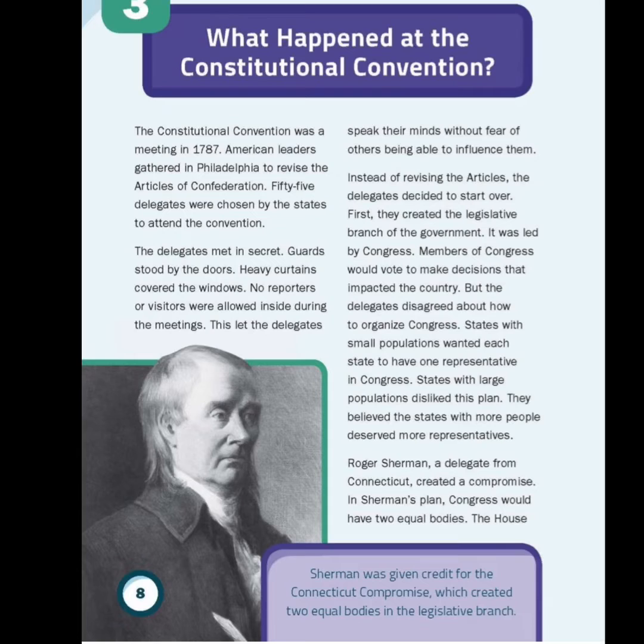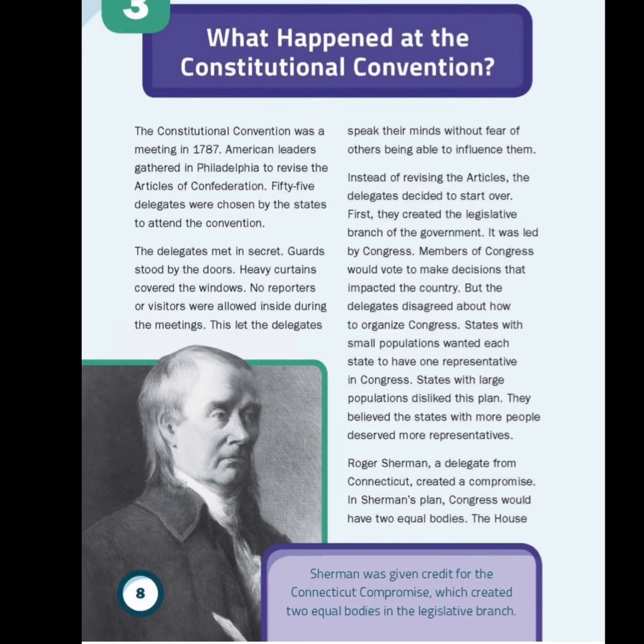Instead of revising the articles, the delegates decided to start over. First, they created the legislative branch of the government. It was led by Congress. Members of Congress would vote to make decisions that impacted the country. But the delegates disagreed about how to organize Congress.